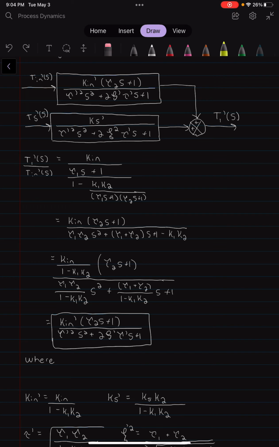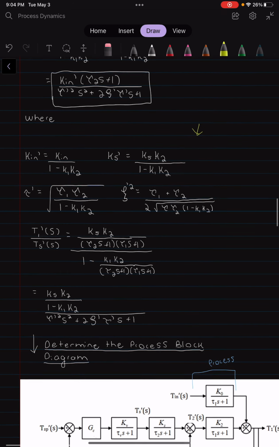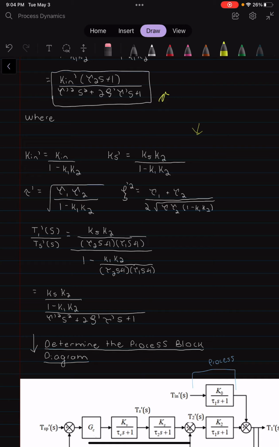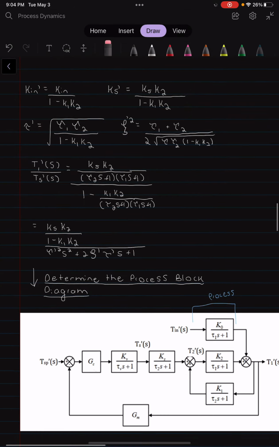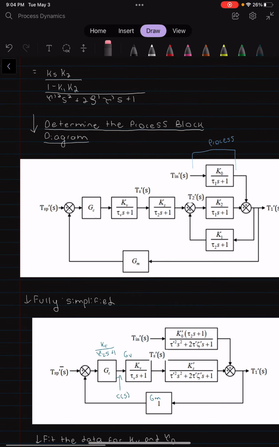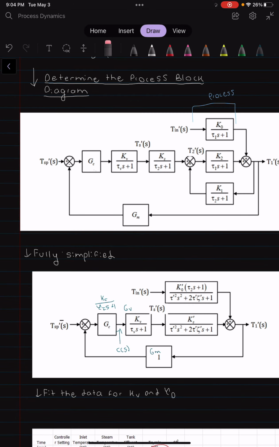So we can again simplify. They add together here. And then you get, after doing some algebra and refitting to the standard model, this here, where this is equal to things that we solved for earlier. Next, we want the overall process block diagram, which we just got, and then we can write that in here and here for that simplified version.